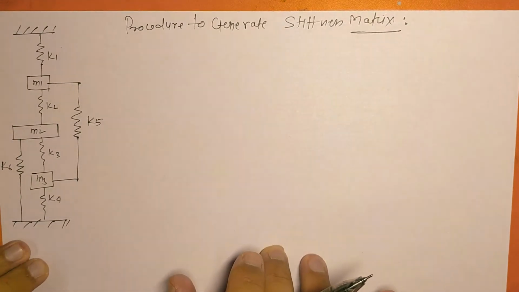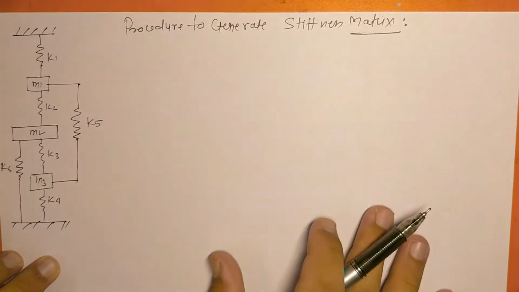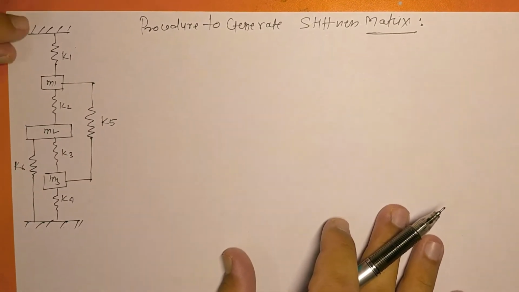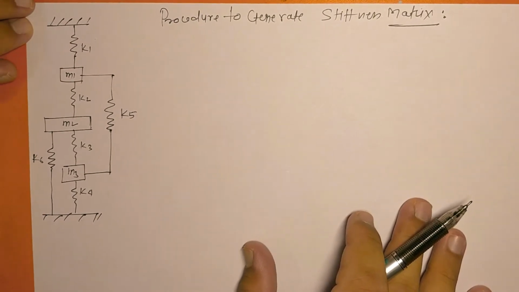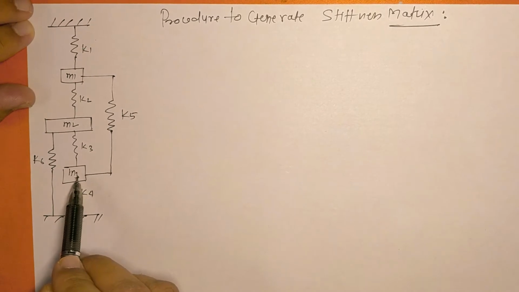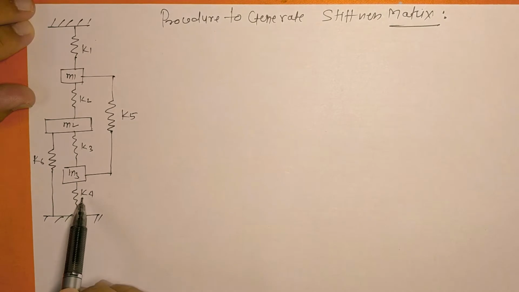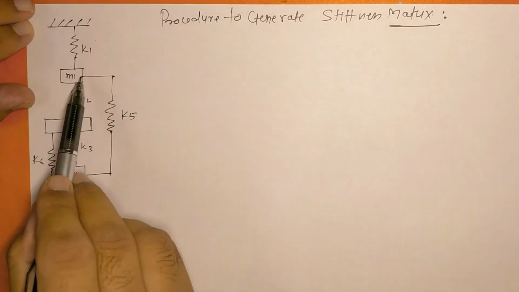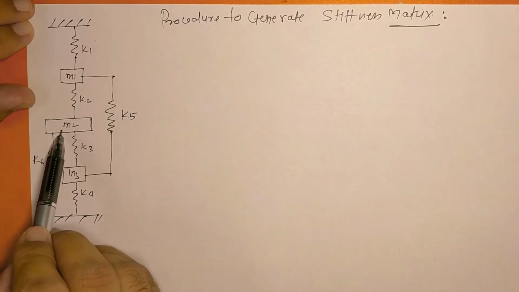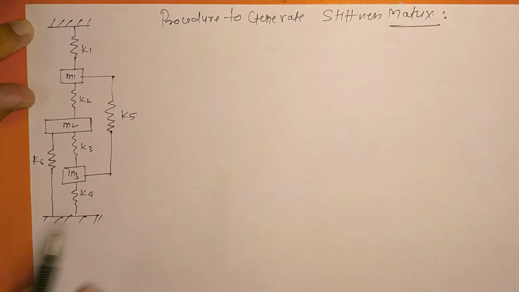Hello everyone, welcome. In this lecture we are going to discuss the procedure to generate the stiffness matrix for an n degree of freedom system. For this, let us consider this system. This is the mass m1, m2, m3, and those masses are connected with the help of k1, k2, k3, k4, and there is one spring between m1 and m3 which is k5, and between m2 and this fixed spot there is another spring which is k6.